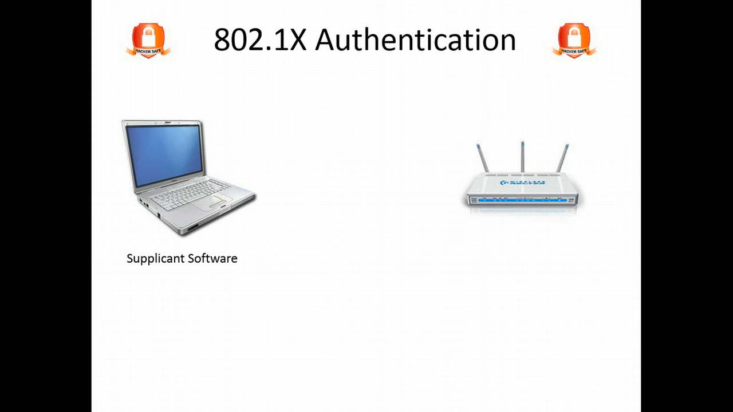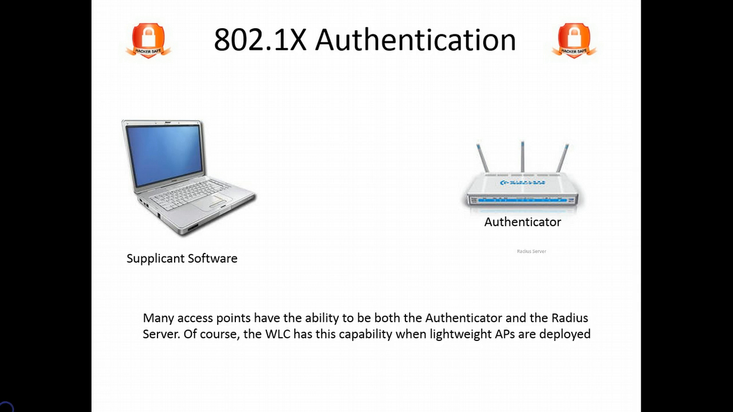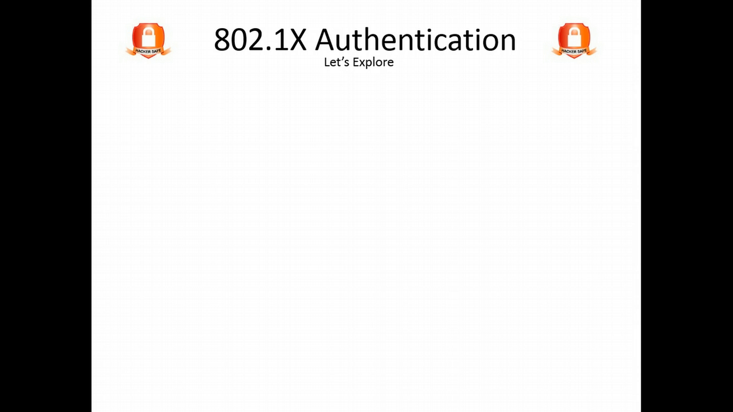So our supplicant software is on our client device, and it's important to understand that if you are using autonomous access points, they have the potential to be both the authenticator and the RADIUS server. Our wireless LAN controller, if you're using lightweight access points, that controller also has the capability of being both authenticator and RADIUS server. So let's explore 802.1x authentication.